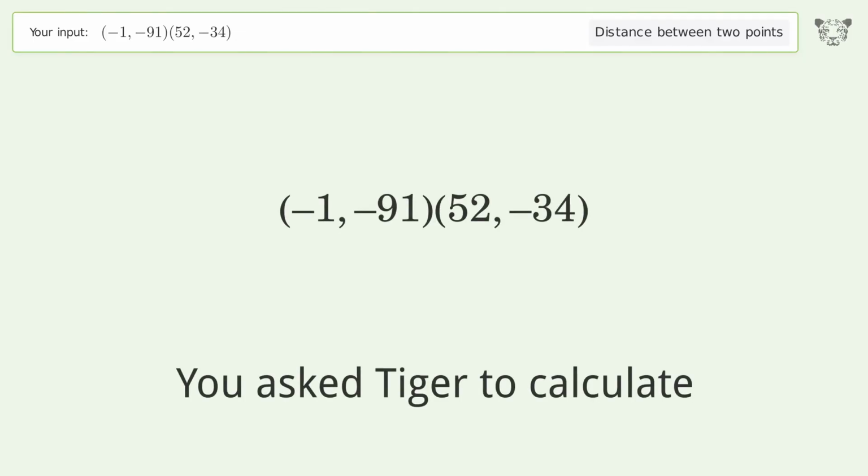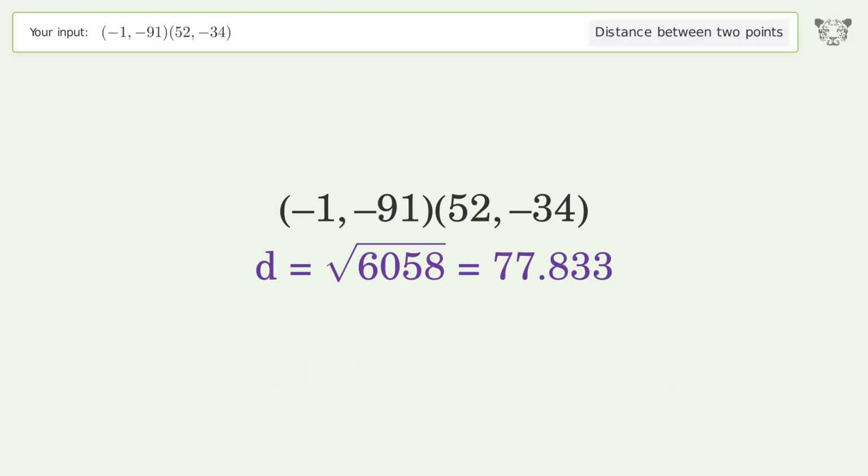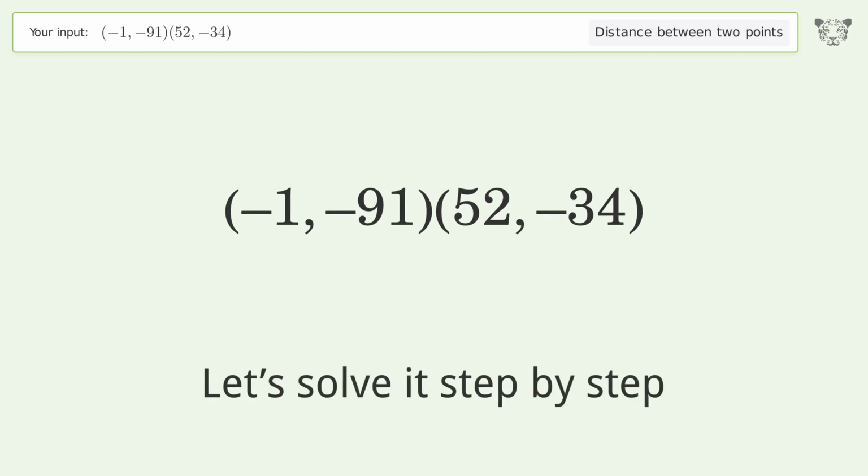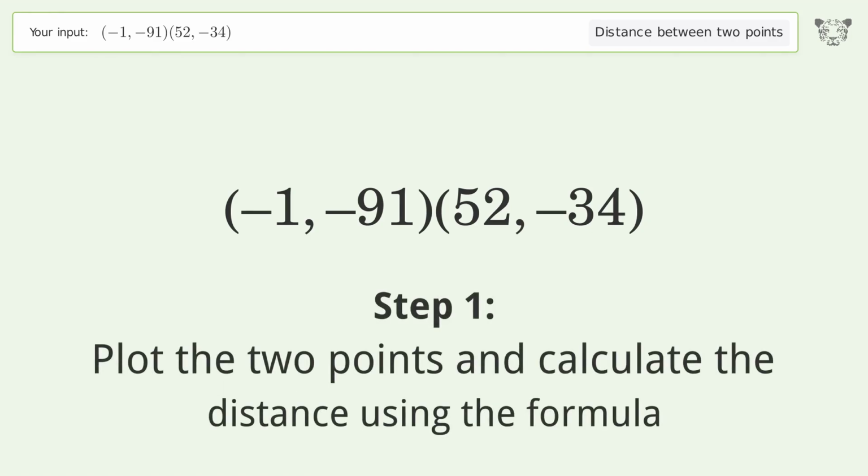You ask Tiger to calculate the distance between 2 points. The distance between the 2 points is the square root of 6058, or 77.833. Let's solve it step by step. Plot the 2 points and calculate the distance using the formula.